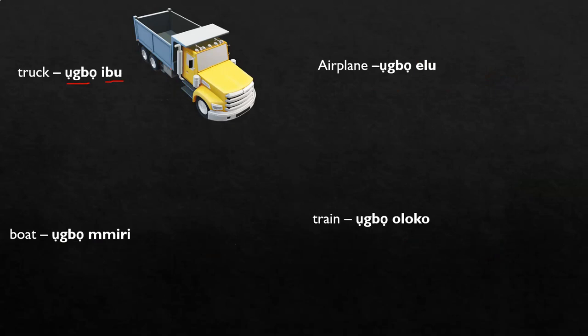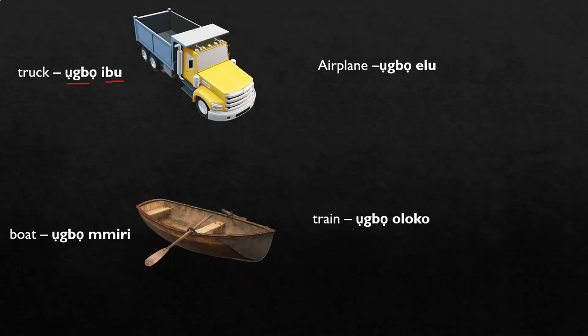Here we have Ugbo Ibu, which is a truck. Next is Ugbo Mmiri, which is a boat. Next we have Ugbo Elu, airplane. Elu is like top, so it is the vehicle that goes on top.